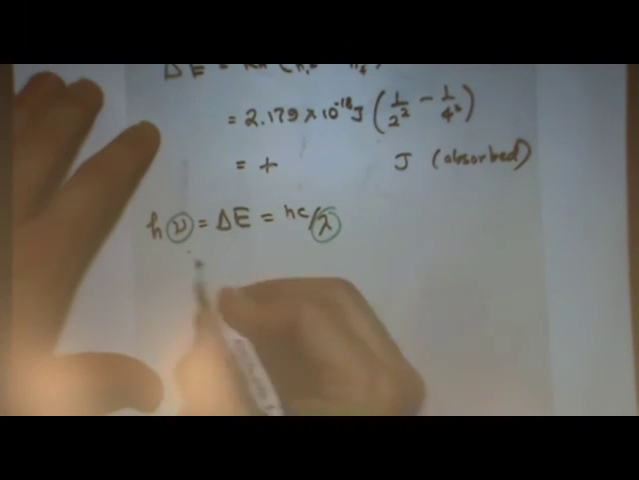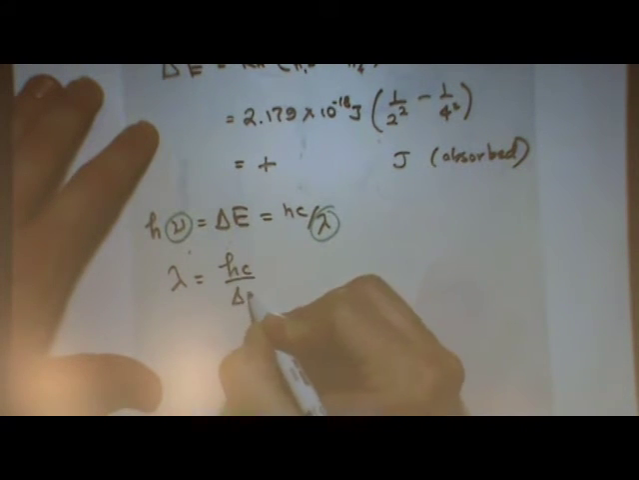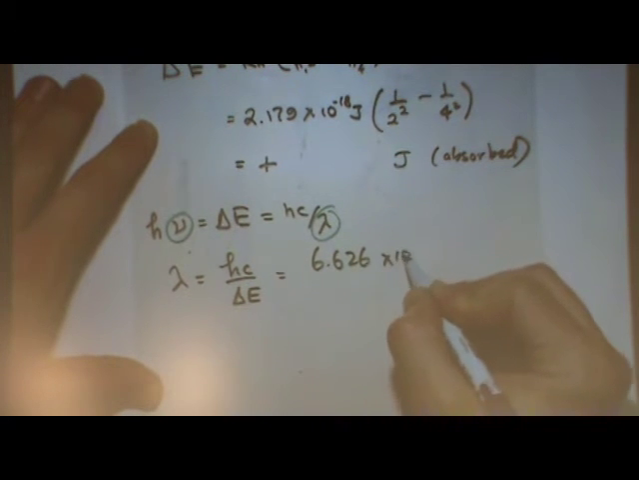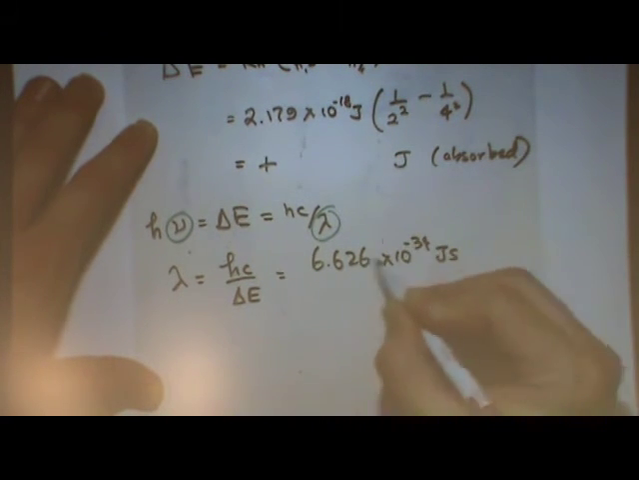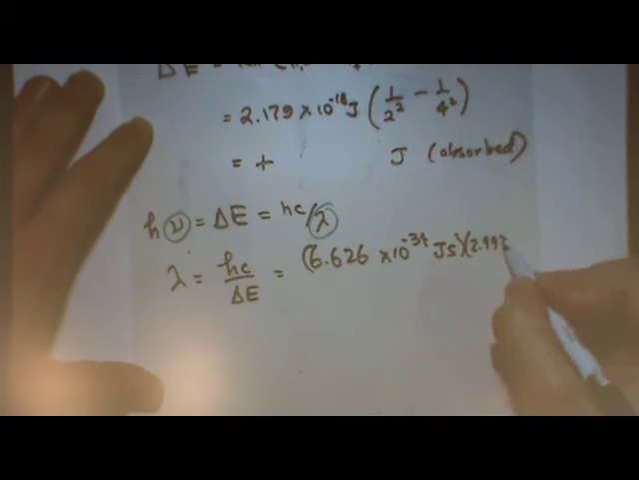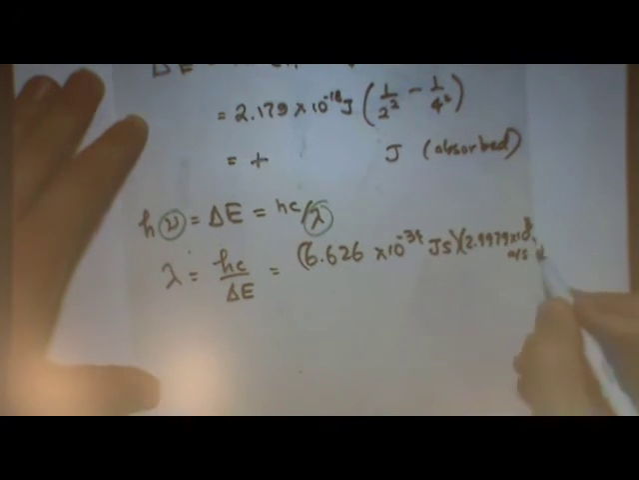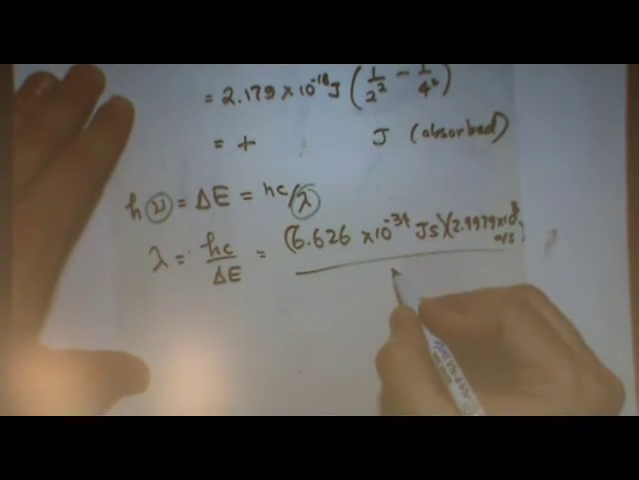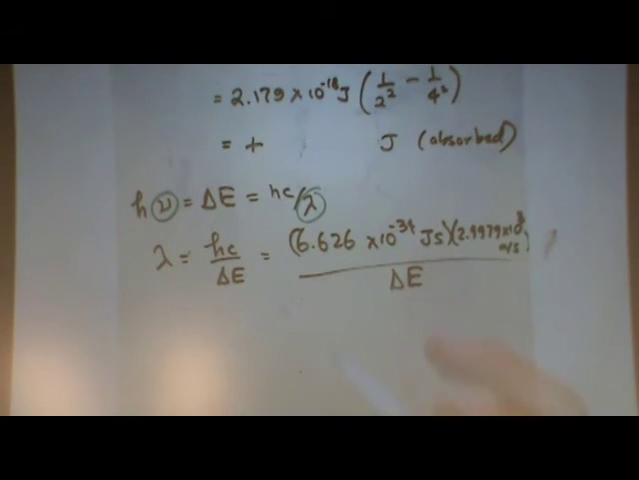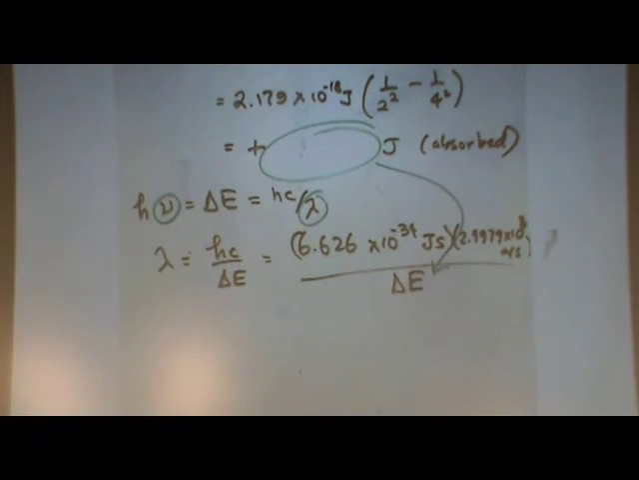So for example, let's try lambda. If I had you find lambda, that would just be hc over the change in energy. h is 6.626 times 10 to the minus 34 joule seconds. That's given on the exam. And c is 2.9979 times 10 to the 8th meters per second. That's given on the exam. All divided by whatever you get for the change in energy up above. So whatever this number was, that would go right there.